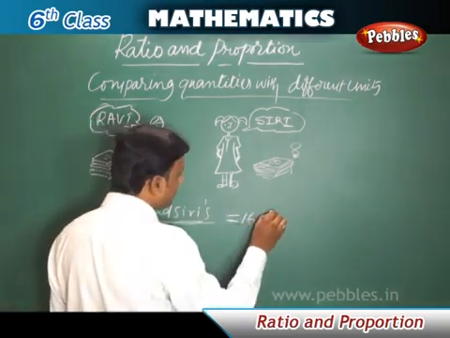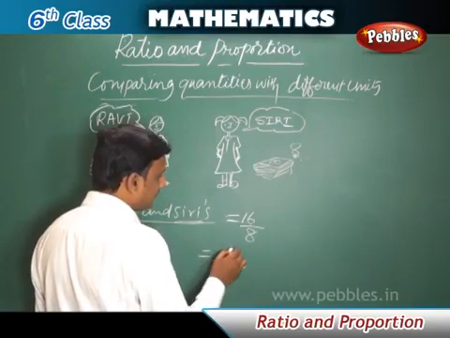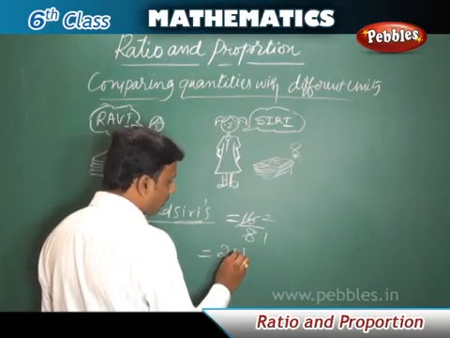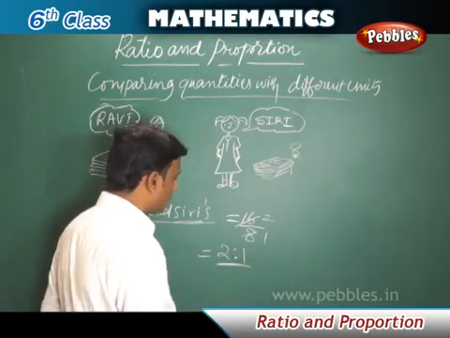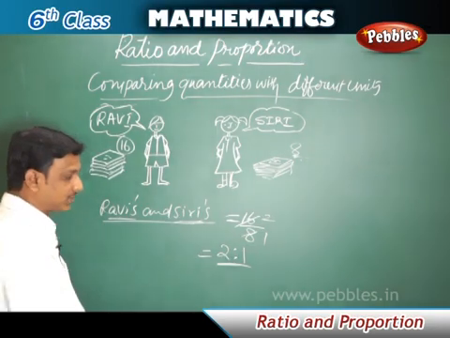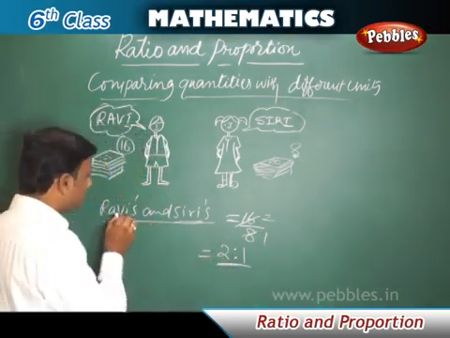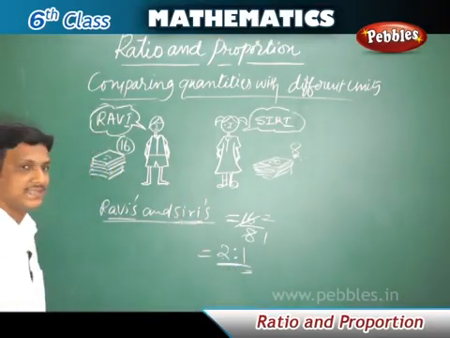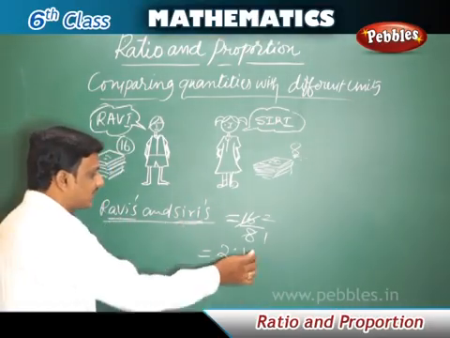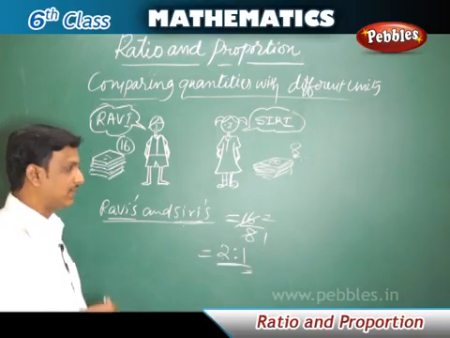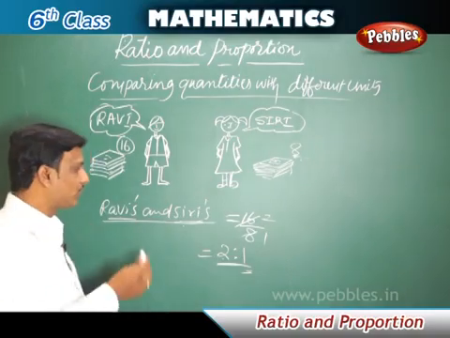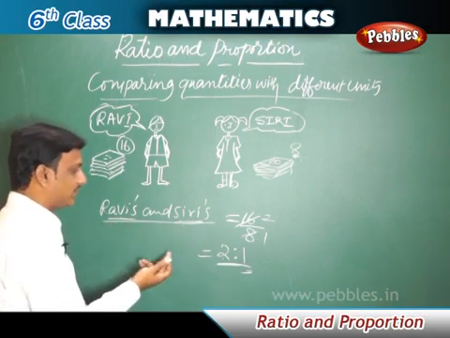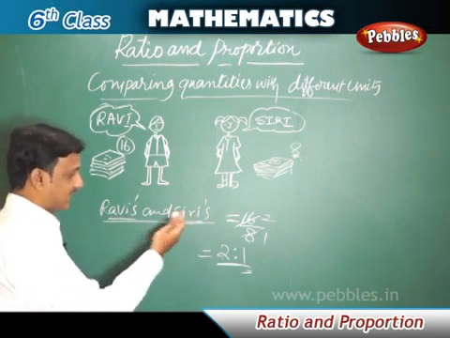So 16 by 8 equals 2 is to 1. 2 is to 1. So this 2 represents books of Ravi and 1 represents books of Siri. Here the order remains the same. Now let us see if we compare the books of Siri's with Ravi. Siri's and Ravi. Now the first term is Siri's and the second term is Ravi's.